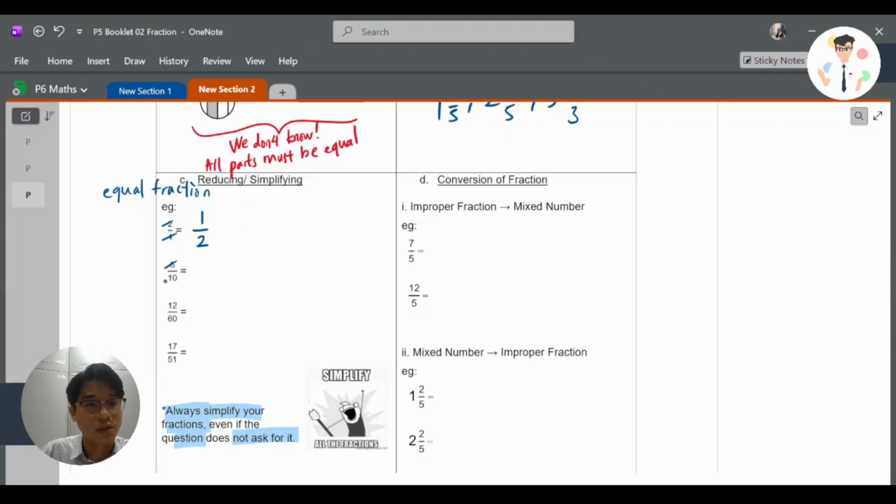We can divide by 2, 2, and it becomes 3 out of 5. And 12 and 60, we can simplify as 1 out of 5. How about 70 and 51? Wow, this number looks like it's impossible to be simplified. Correct. But it's actually 1 out of 3. So again, please check whether it can be simplified or not. Okay, don't just leave the answer like that.